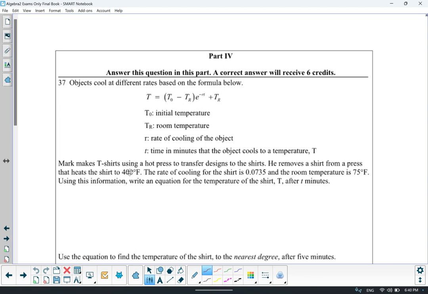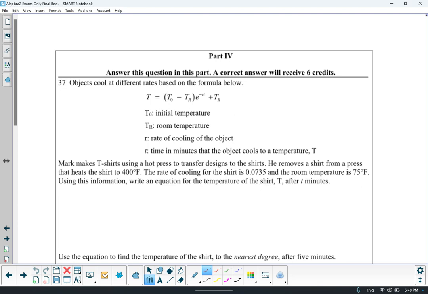Marx makes t-shirts using a hot press to transfer designs to the shirt. He removes the shirt from a press that heats the shirt to 400 degrees Fahrenheit. The rate of cooling of the shirt is 0.00735 and room temperature is 75 degrees Fahrenheit. Use this information to write an equation for the temperature of the shirt, T, after t minutes.